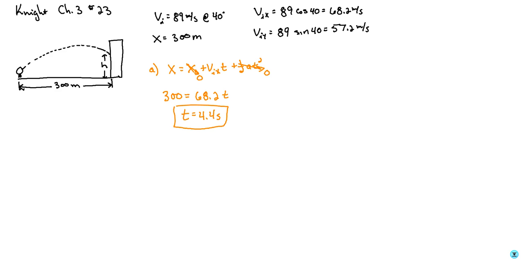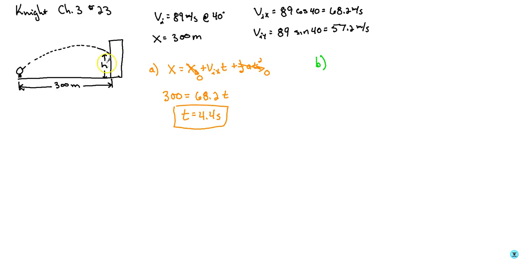Then part B, what height is this height h? Now the thing that should be evident, or you should realize, is that this height h occurs when the ball has traveled 300 meters, and it takes 4.4 seconds to make that 300 meters. So keep that in mind as you do problems like this. How does everything relate to each other?